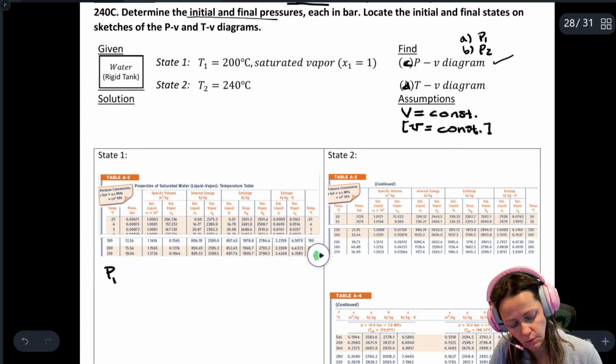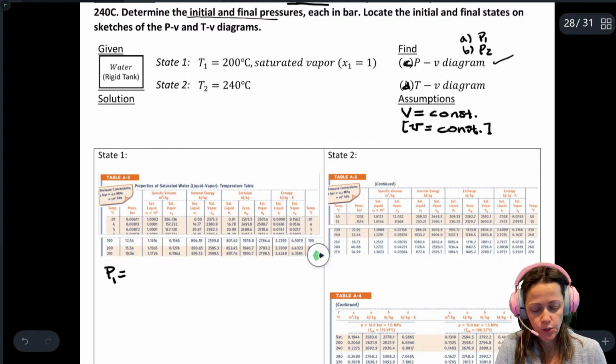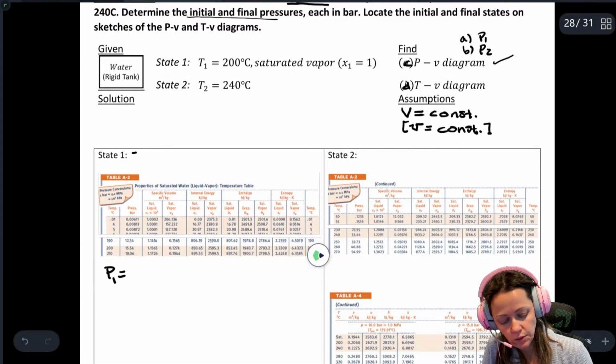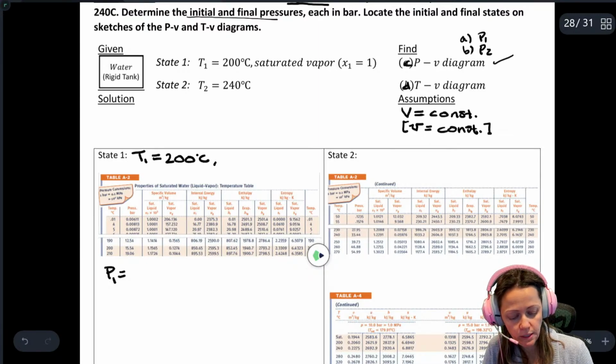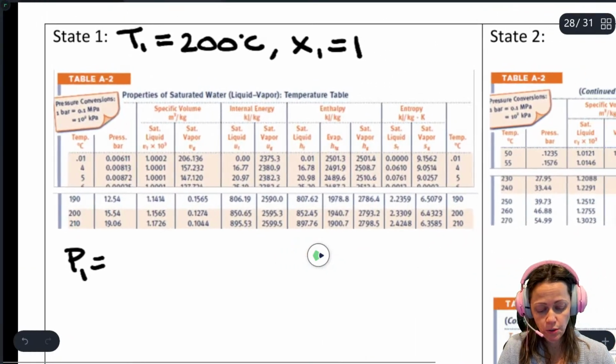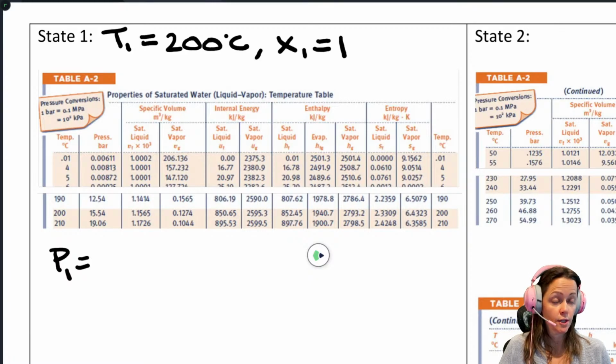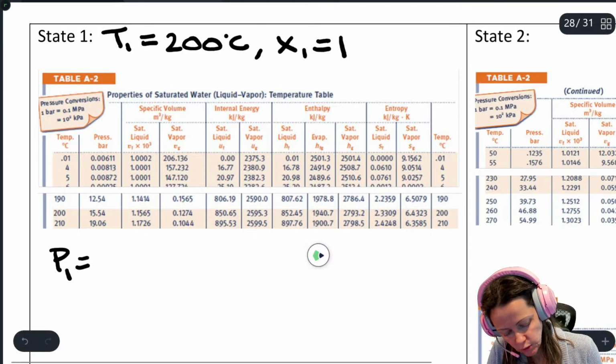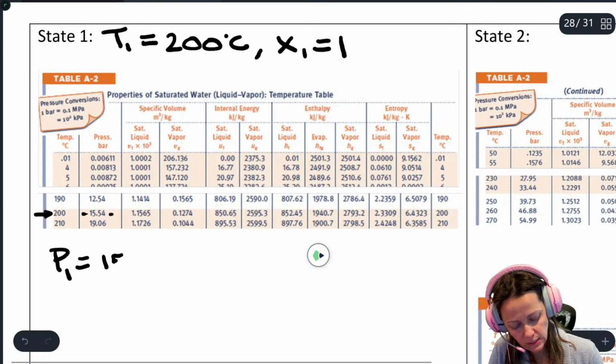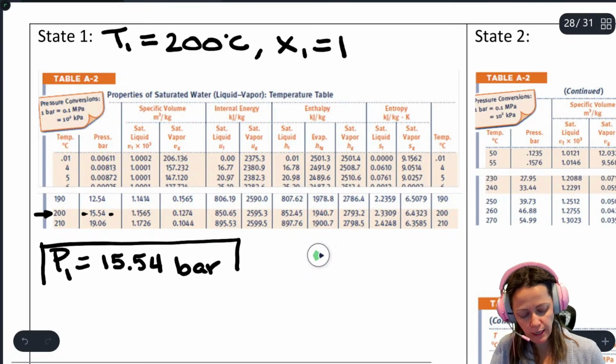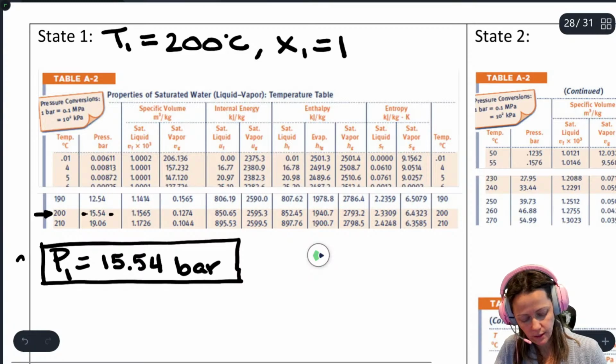So P1 equals something. At state 1, clearly I've got a quality, so that means that it's saturated. And so I'm going to go to those saturated tables, the ones that are organized by temperature. And at 200 degrees Celsius, the only possible pressure that I could be at is that 15.54 bar. So I guess that's my new A.